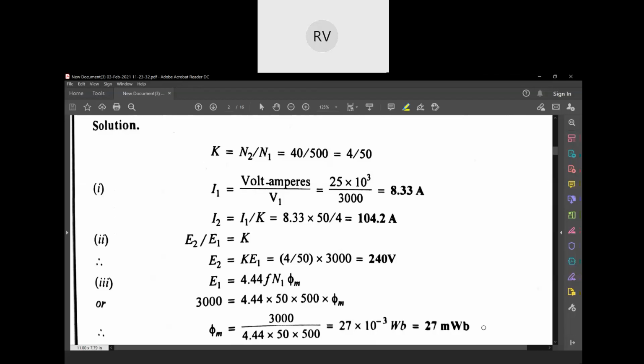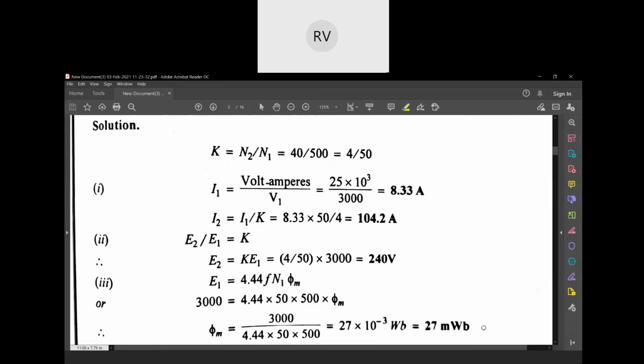Similarly, he's asking us to find out the EMF produced. So E2 by E1 is equal to K. E2 is equal to K into E1. You know what the K value is and what the E1 value is. So you can directly find out the E2 value as 240 volts. Again, we need to calculate the flux produced in the core. He is asking us the flux produced in the core. So we know this equation, right?